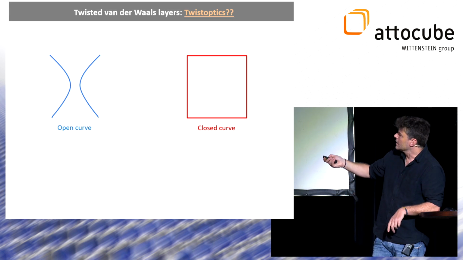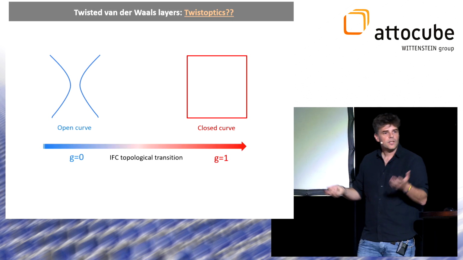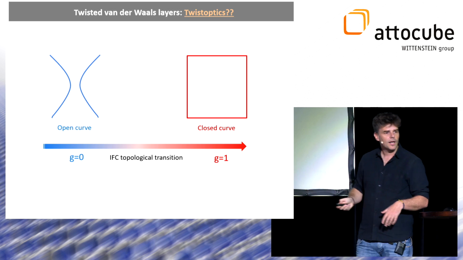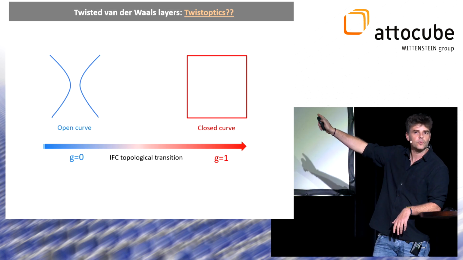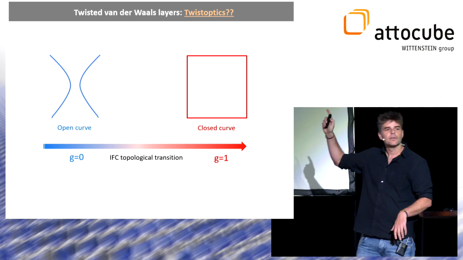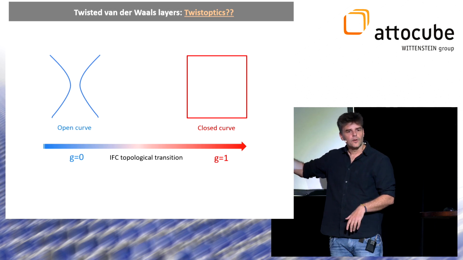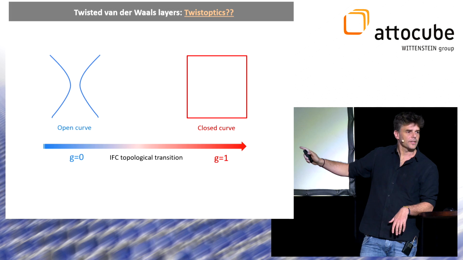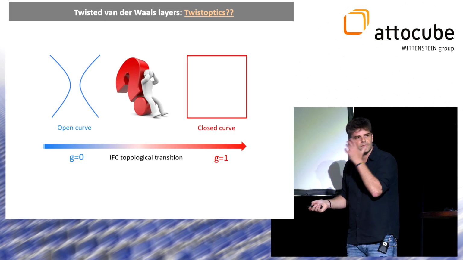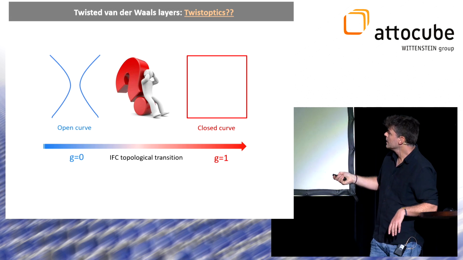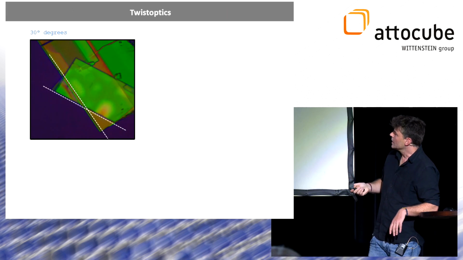You can give it a genus number, genus 0 and genus 1, and then there is a topological transition between them. You need to go from an open curve to a closed curve. And physics is always kind of exotic and nice when there is a topological transition. Therefore, we thought, OK, let's fabricate the samples and see what happens. This is what we have done.